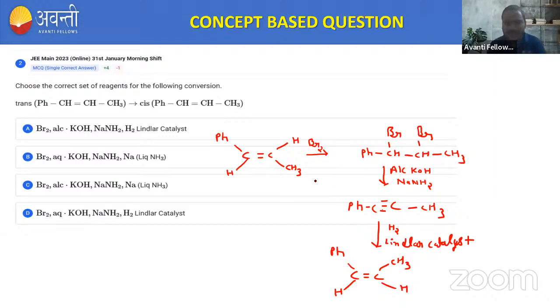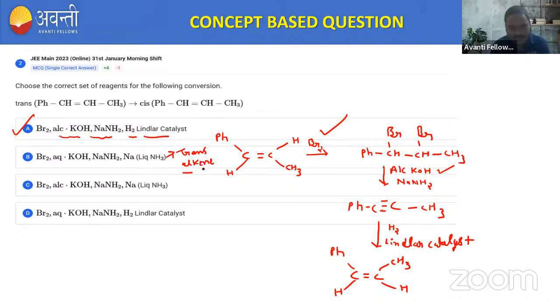So which set of reagents are we using? First, we are using Br2. Secondly, we are using alcoholic KOH and NaNH2, and then Lindlar catalyst. So which option is correct, beta? That is A. That is Br2, alcoholic KOH, NaNH2, H2, and Lindlar catalyst. When you are using Na in liquid ammonia, then you'll get the trans alkene. Always remember, you'll get trans alkene.